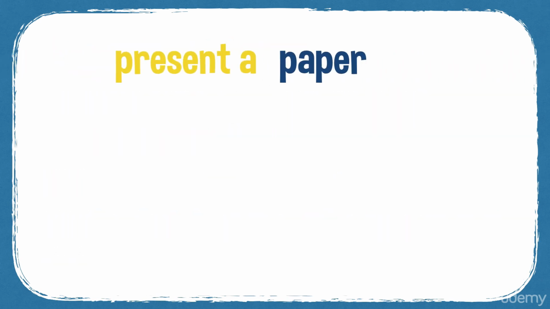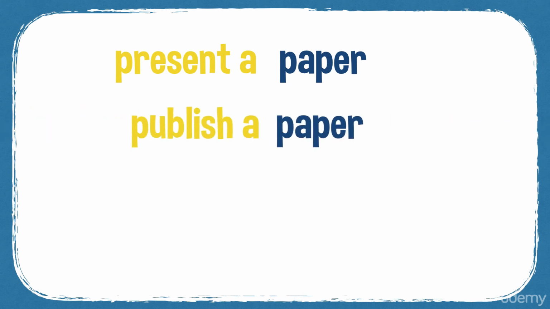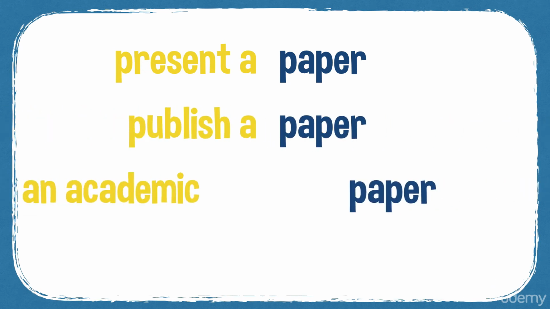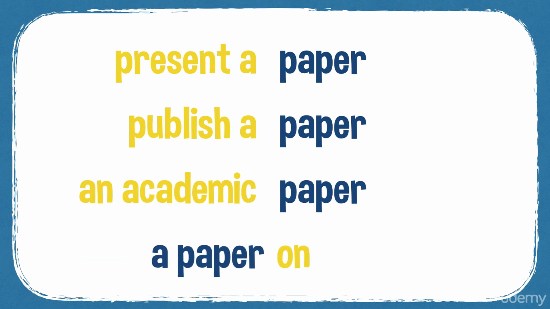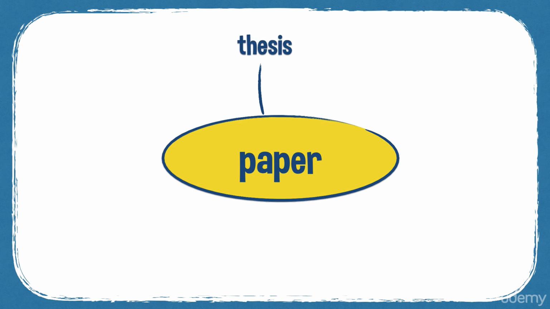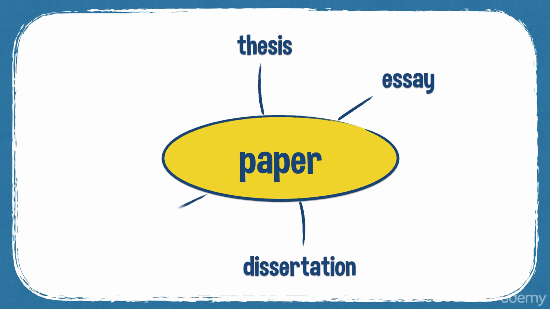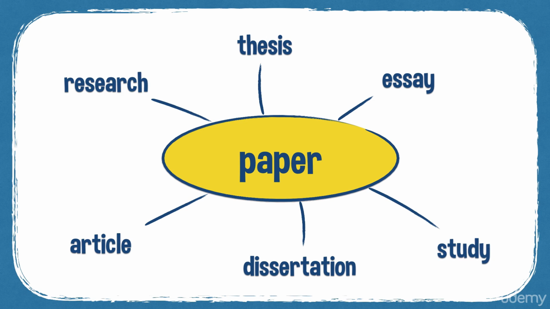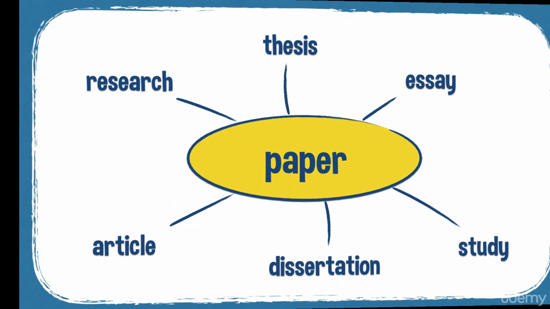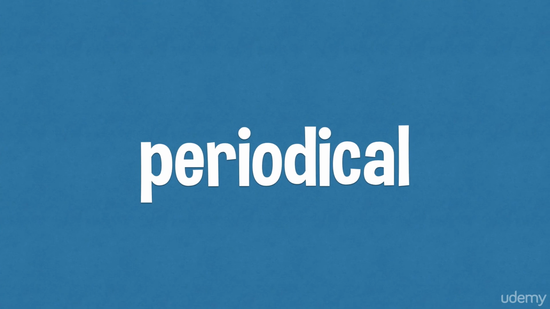So we talk about present a paper, publish a paper, an academic paper, and you talk about a paper on. Also give a paper is a very common collocation. So academics give papers when they read things out, when they give a lecture. Some synonyms are thesis, dissertation, essay, article, research, study. And where do papers get published? Well, they get published in periodicals.